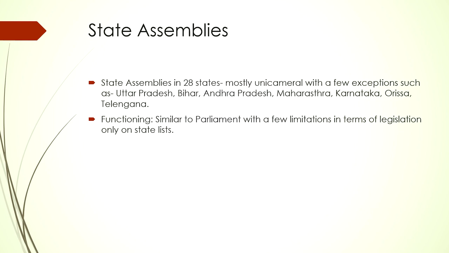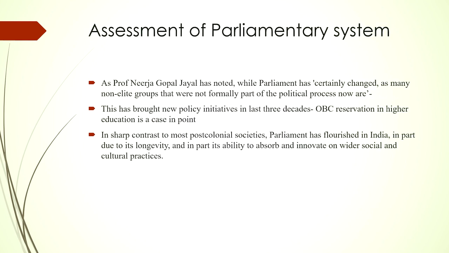If you look into the functioning of these assemblies, you find that they are similar to the parliament with one important limitation, and that is that the state assemblies can function and legislate only on those subjects which are there in the state list and some of the subjects of the concurrent list. If you look into the assessments of the parliamentary system in India, you find that, as Professor Niraja Gopal Jayal has noted, while parliament has certainly changed, as many non-elite groups that were formerly excluded are now very much included in it. Earlier, this was not the case.